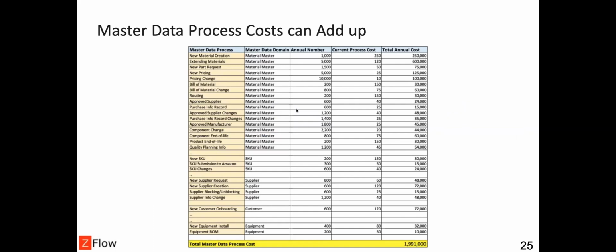And when you start to add all of the different master data processes, this can add up quite a bit. I mean, there are significant costs involved in master data, right? Because there are so many types of changes that happen, and processes that are in and around master data, core master data, as well as master data elements.